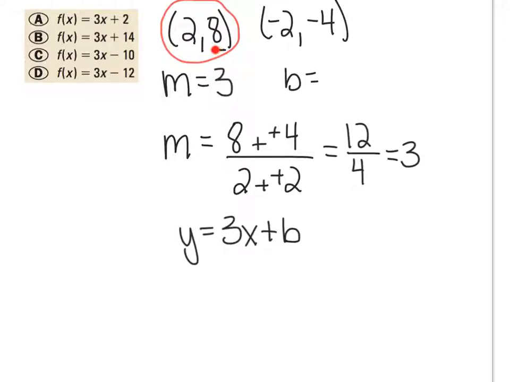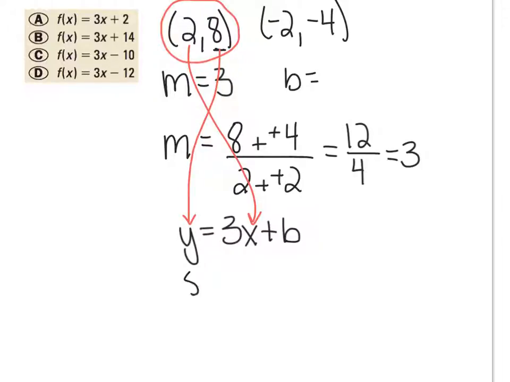I do realize that the 8 is bigger than the negative 2 and the negative 4, but again, I like this ordered pair just a little bit more just because both the 2 and the 8 are positive. And positive numbers to me, in my opinion, are just a little bit easier to work with. So again, I'm going to put the 2 in for the x and 8 in for the y to solve for b. So let's get to that.